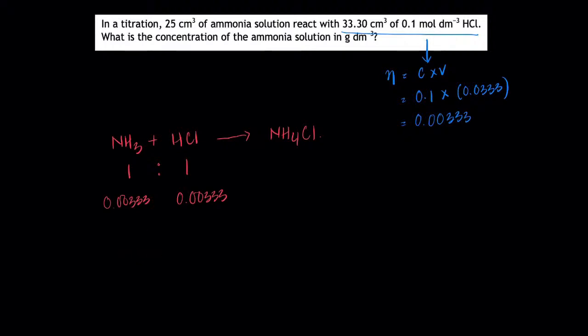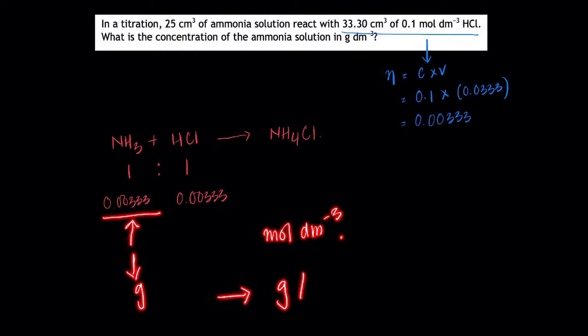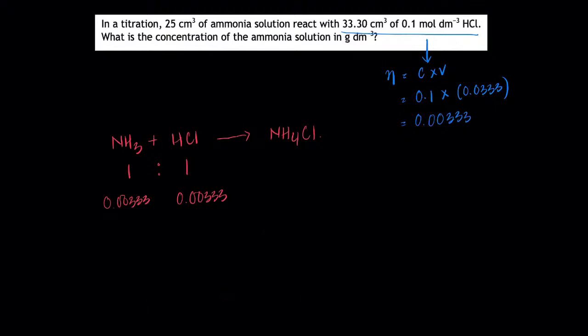You want the concentration in grams. If you use this value, it's going to be moles per decimeter cube. And if you convert this into grams, then find out the concentration using that value, it's going to be grams per decimeter cube, right? We will do that. So, concentration in grams per decimeter cube: first, I need to turn them into grams. So how do I turn this into grams?